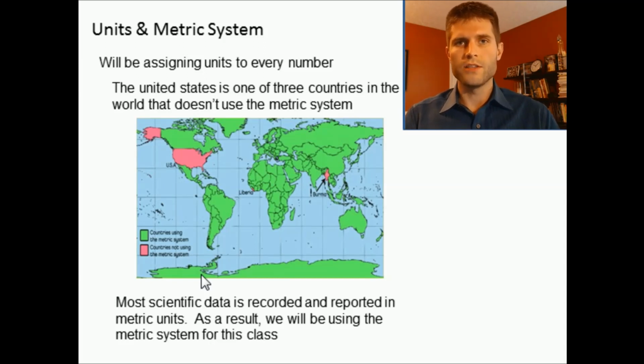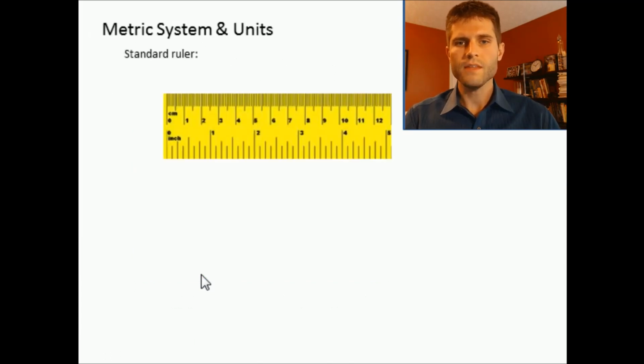So since we are in the United States, I'm going to break down the metric system very quickly and then we'll move on. So here we have an example of a standard ruler. A lot of you have seen this. It was a school supply you had to buy when you were in elementary school, middle school, and high school. And so you've seen a ruler like this before.